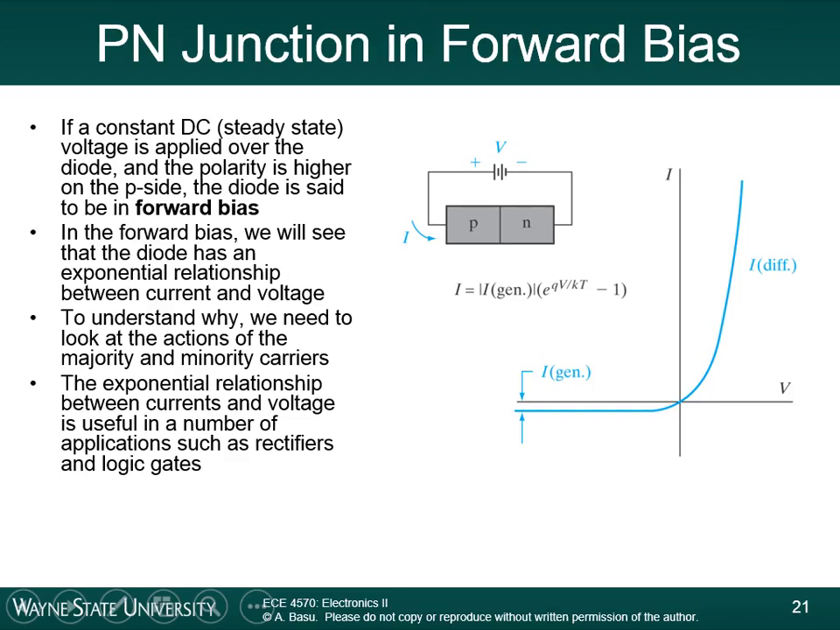To understand this exponential relationship, we have to look at the actions of the majority and minority carriers in the device. In a p-type semiconductor, the majority carriers are holes. In an N-type semiconductor, the majority carriers are electrons. Now, when we're talking about diodes, if we have a P+N device, the majority carrier is the holes. If we have an N+P device, the majority carrier is the electron. Just so we have our terminology straight.